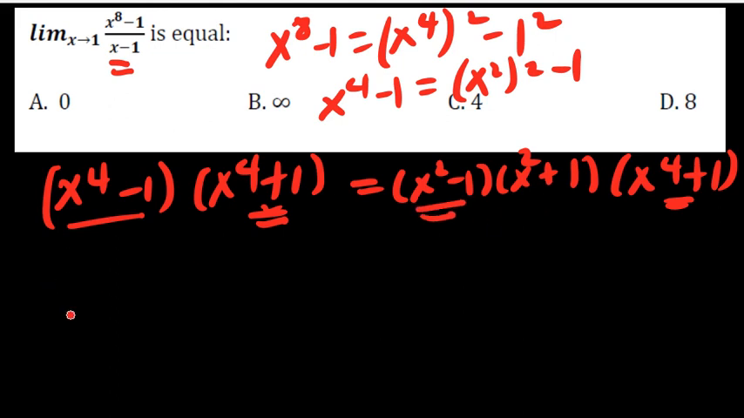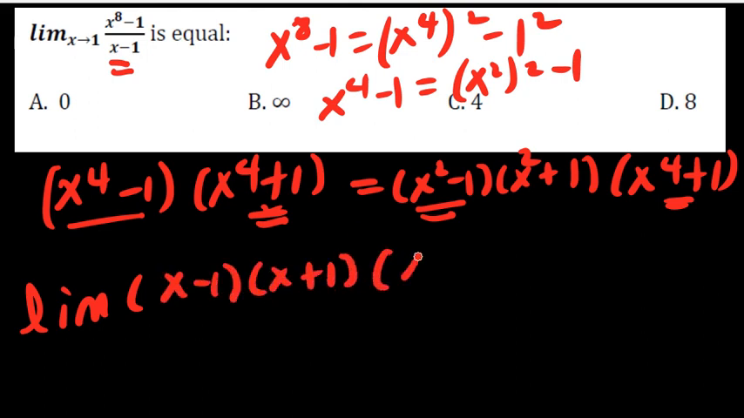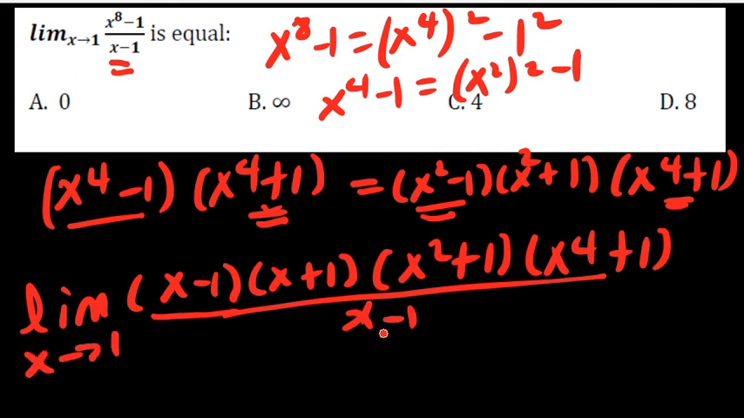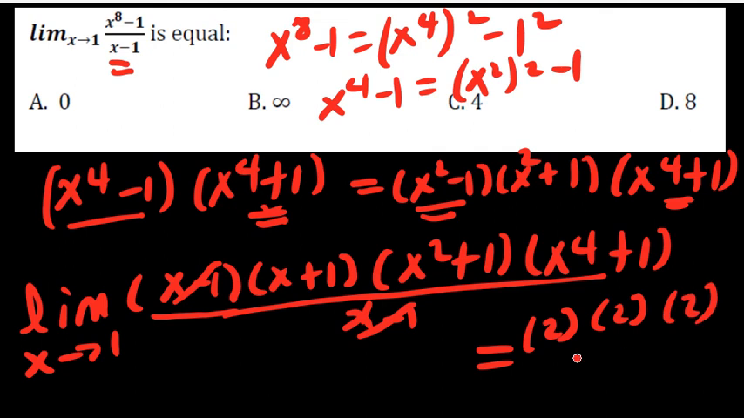Still, this one again will be factorized. The plus 1 we ignore. So now we have the limit of this: x square minus 1 will be x minus 1 and x plus 1, complete factorization, that is x square plus 1 and x to the power of 4 plus 1, the whole over everything, one denominator, as x goes to 1. Now this cancels, this was the problem. Now substitute directly 1. When you substitute 1 plus 1, it's just 2. Again 1 plus 1 is 2, and 1 plus 1 is 2, which is 8 finally. So the answer is found in D.